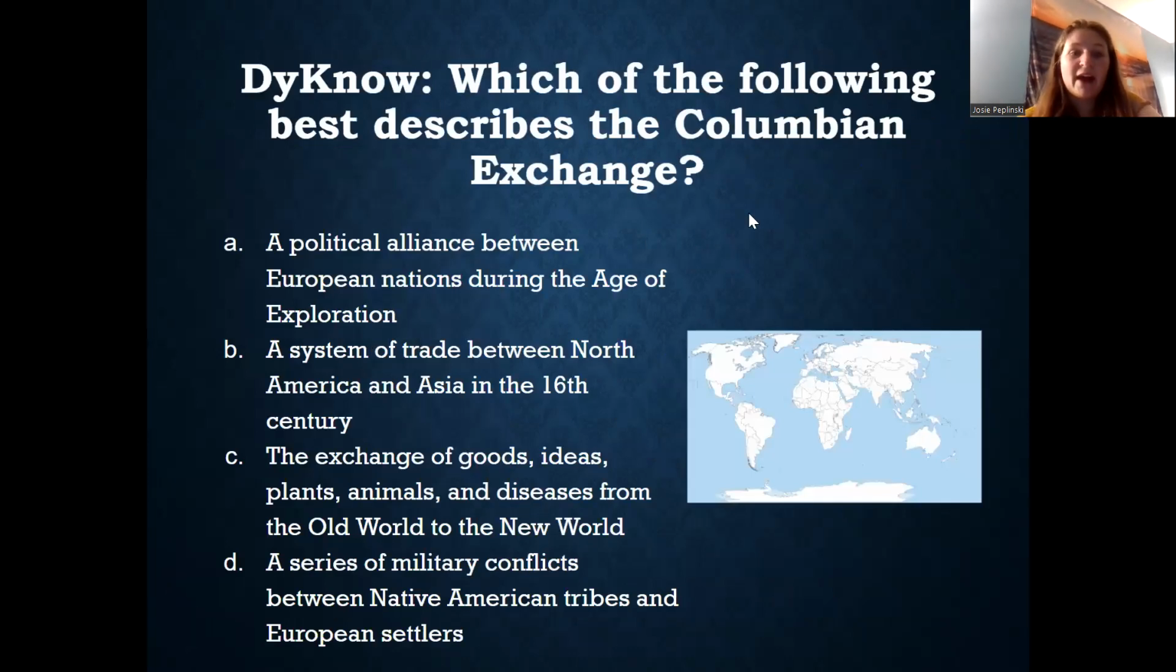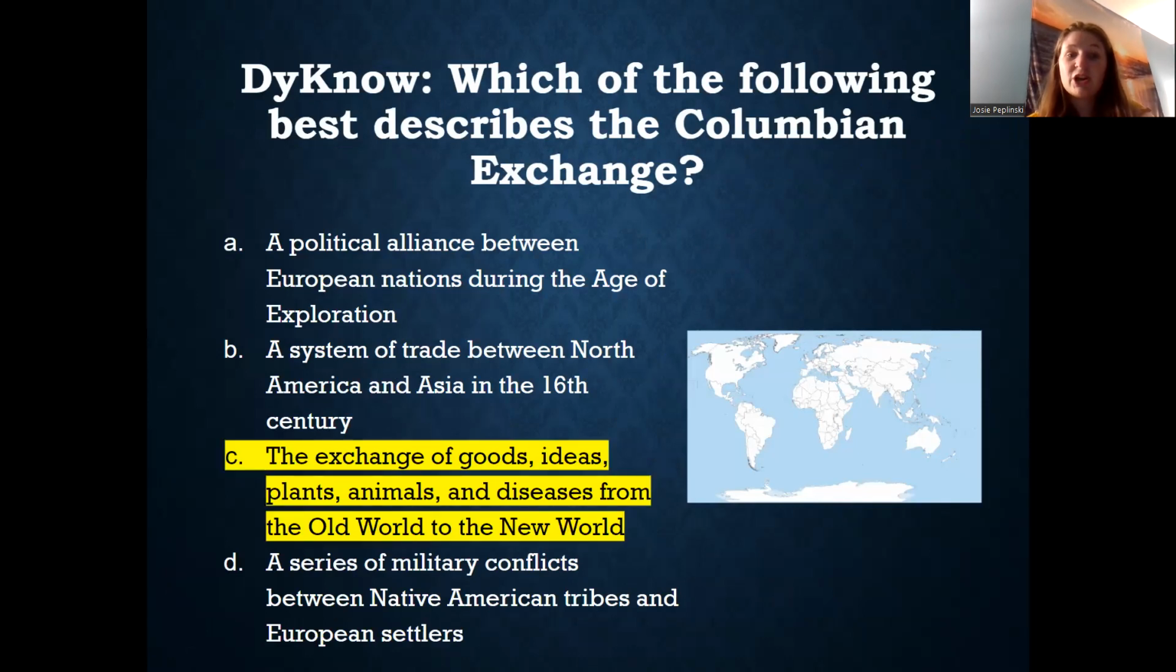So I'll have you do a practice multiple choice question. Go ahead and pause and practice this at home if you are interested. Which of the following best describes the Columbian Exchange? You should have the exchange of goods, ideas, plants, animals, and diseases from the Old World, so that would be like Europe and Africa, to the New World, which is the Americas.